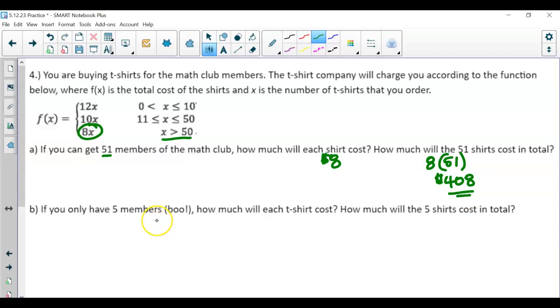So if you only have 5 members, then how much will each t-shirt cost? Well, 5 is between 0 and 10, so that means the cost is $12 each. So what is the cost for the 5? Multiply that by the $12. And that's how you end up spending $60 total for those 5 shirts.